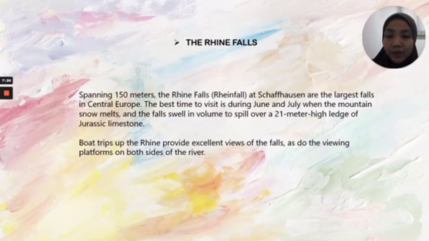Spanning 150 meters, the Rhine Falls at Schaffhausen are the largest falls in Central Europe. The best time to visit is during June and July when the mountain snow melts, and the falls swell in volume, speeding over the 21-meter-high Jurassic limestone. Boat trips up the Rhine provide excellent views of the falls, as do the viewing platforms on both sides of the river.